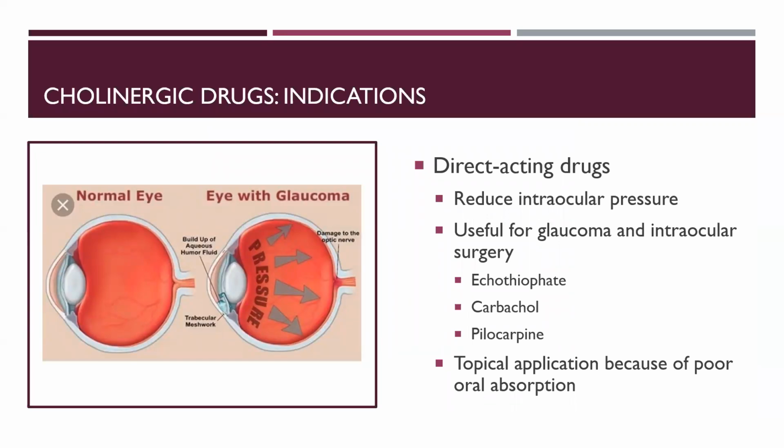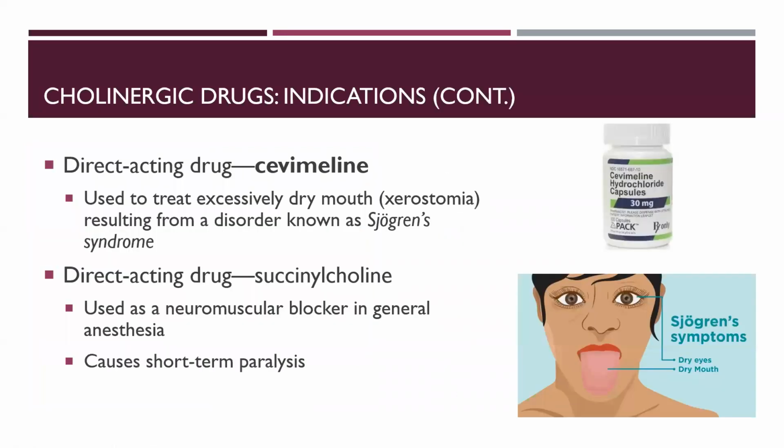So our indications, the reason why we would do this, direct acting drugs can reduce the intraocular pressure. So it's very useful for glaucoma and intraocular surgery, because an eye with glaucoma, that's why I put this picture on here, is basically going to have a lot of pressure and it's putting damage to that optic nerve. So if I give this and it's going to make it a little bit more wet, then I'm relieving some of the pressure through here. They're usually given by topical application because of poor oral absorption.